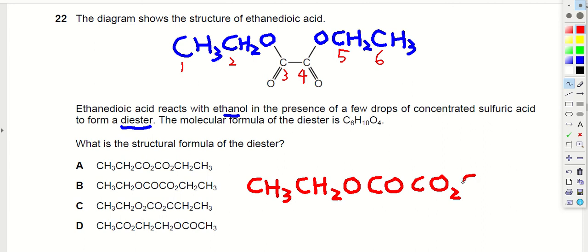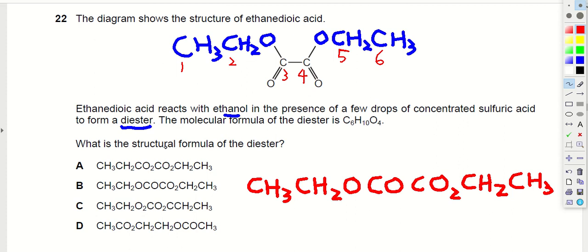Now followed by CH2, CH3. Now this part we must write like this because we start with the C single bond O, this O first. So you cannot write CO in front because from the left hand side, from carbon number 1, number 2, then number 2 is bonded to O. So you must write the O first, then only CO.